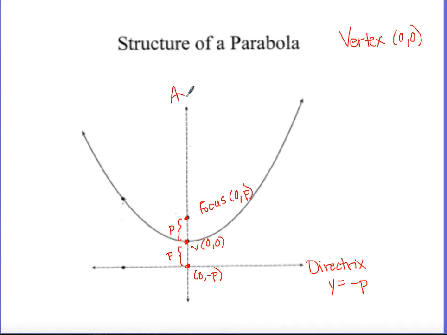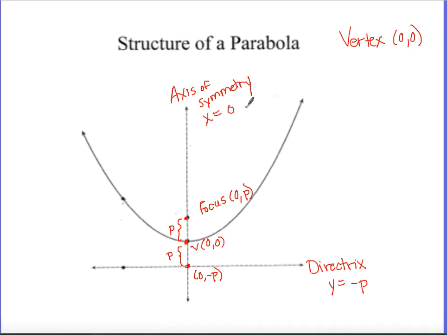And then we also have our axis of symmetry. In our axis of symmetry, in this case, it's a vertical line, so that's going to be an x equals equation. Looks like that axis is crossing through x equals 0. So x equals 0 is going to be my equation for the axis of symmetry.